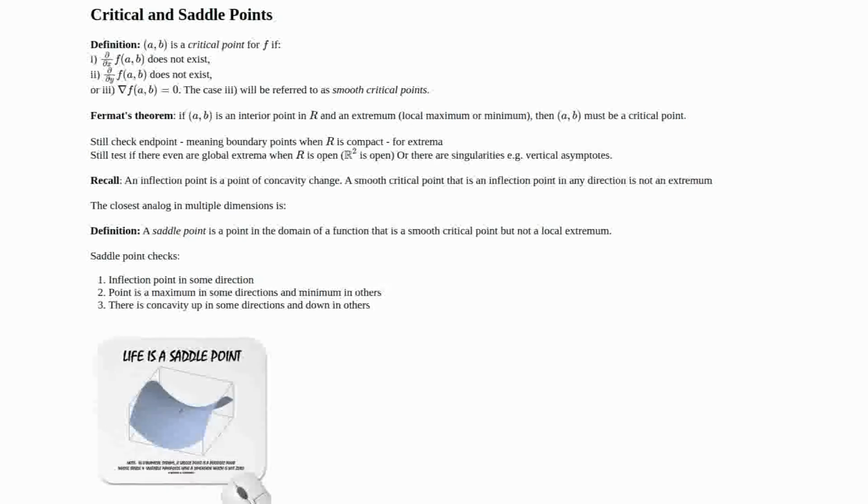So here is an example of a saddle point where you can see that at that point, it's a minimum in some directions and a maximum in others. But in every case, it's a critical point because of the fact that it's smooth and the tangent plane at that point is parallel to the xy axis.